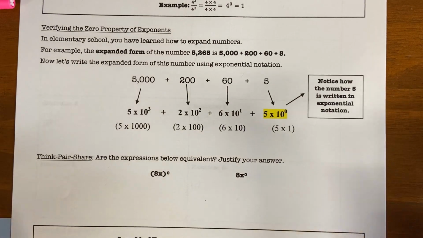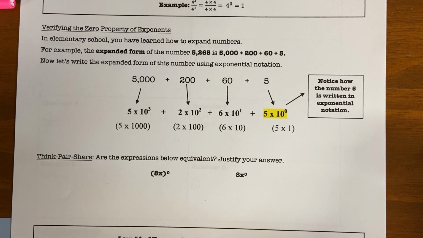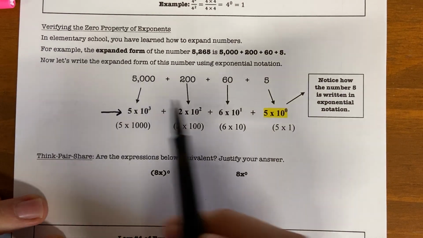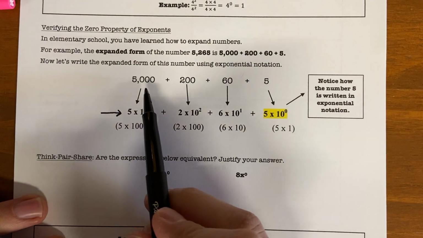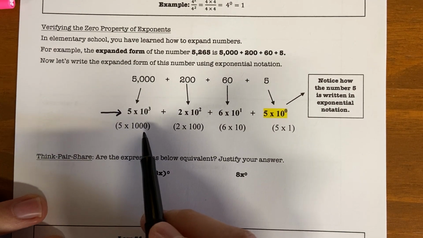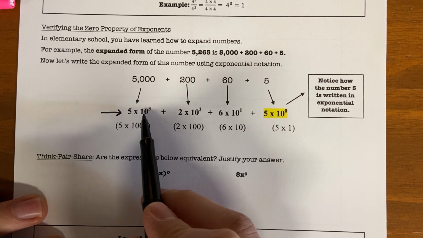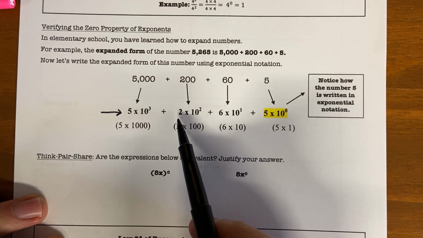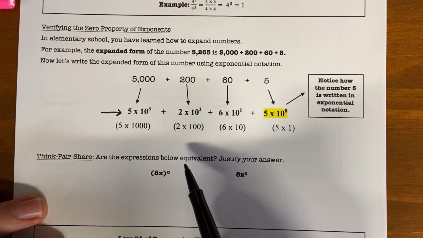If we think of it in terms of our properties of exponents, right, in elementary school, you learned how to expand numbers out. Perhaps not in terms of exponents, or in this case, we're going to preview this in the next unit, scientific notation, but 5,000 is the same as 5 times 1,000, or 5 times 10 to the third power. 200 is the same as 2 times 100, or 2 times 10 to the second power, and so forth.